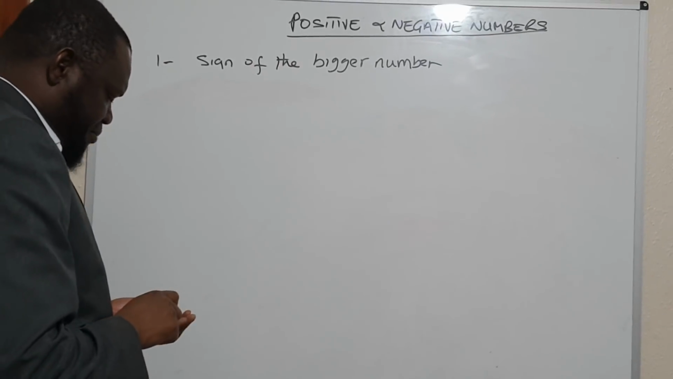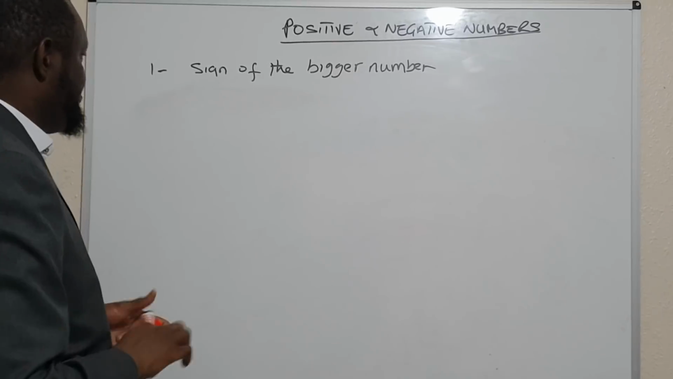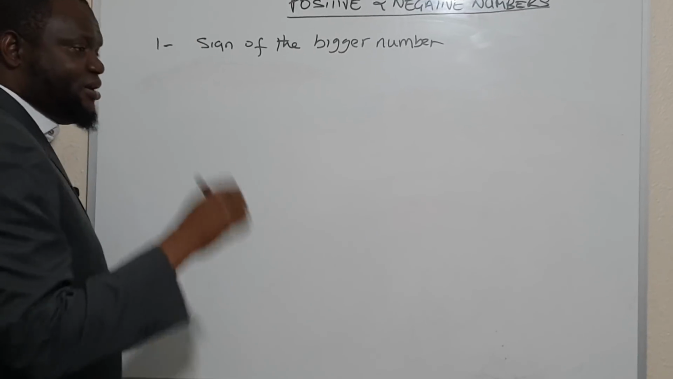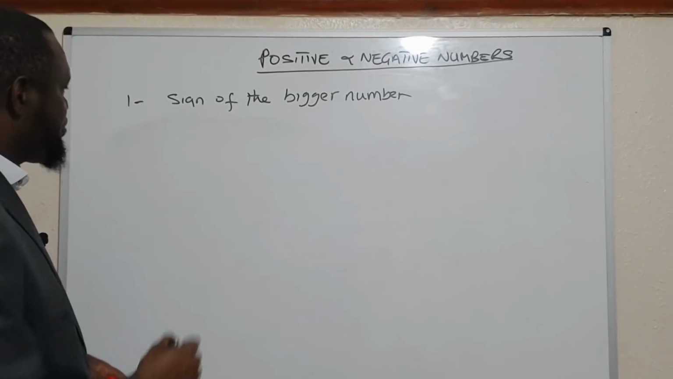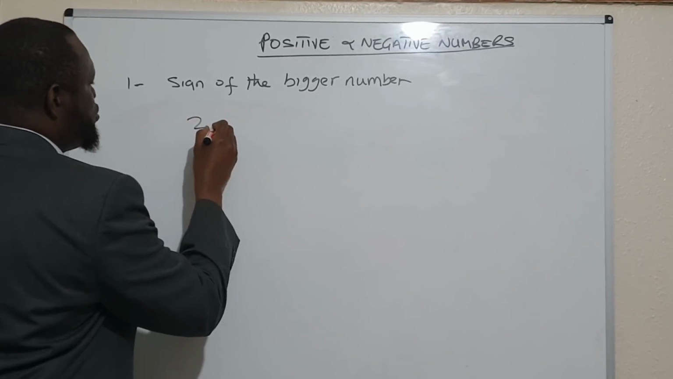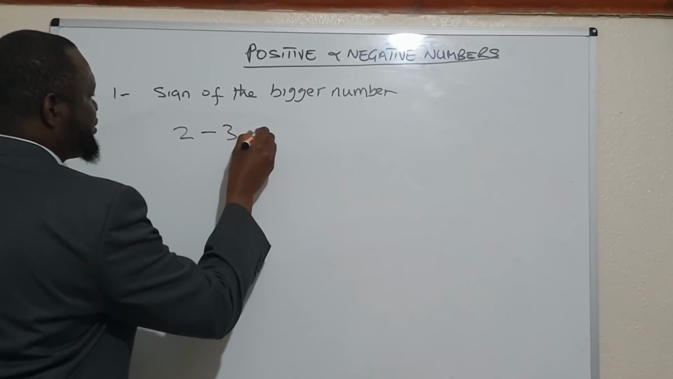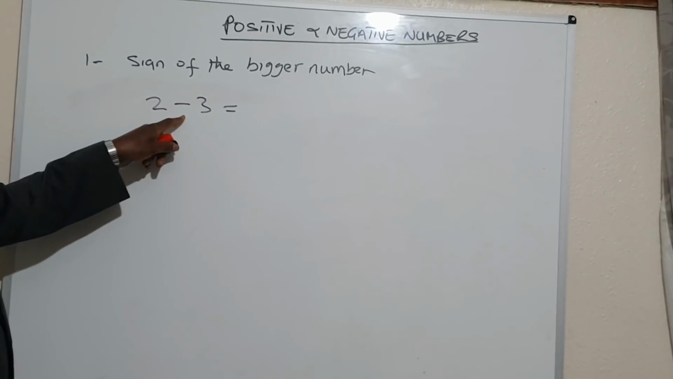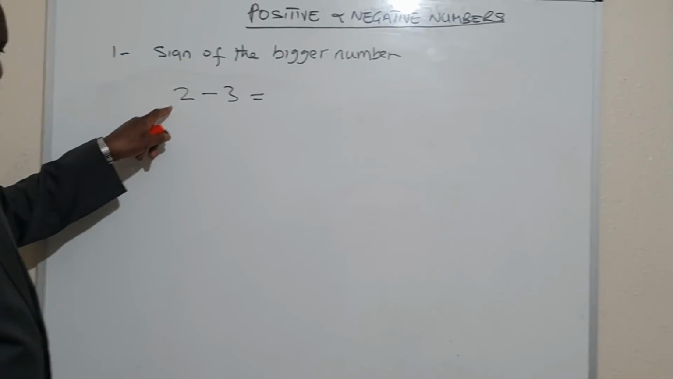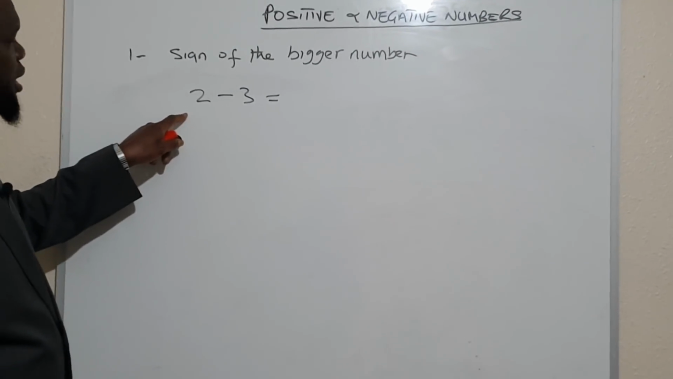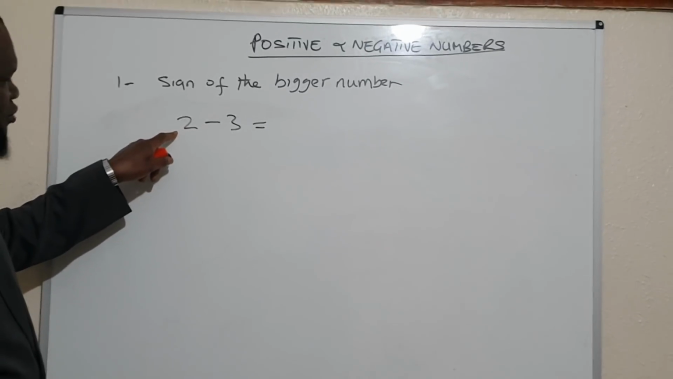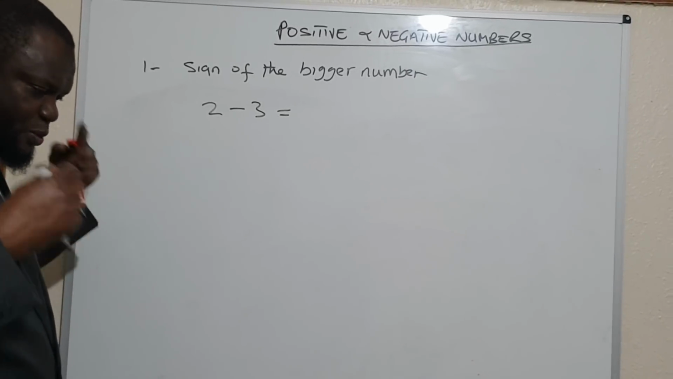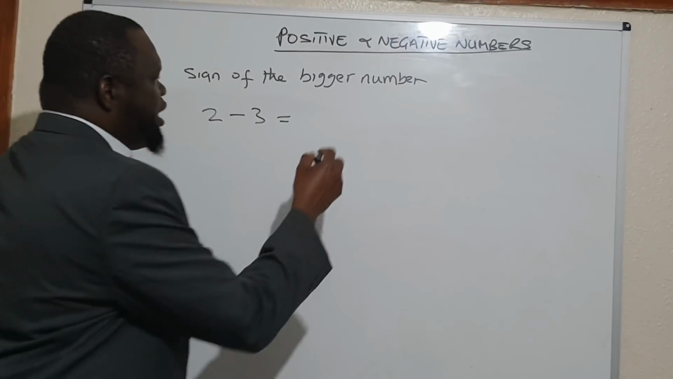When you are given a math sum involving negative and positive, you always look at the sign of the numbers. Now, the sign of a number is the sign before it. If you have 2 minus 3, the sign of 3 is minus. But what about the sign of 2? The sign of 2 is positive. If there's no sign in front of a number, then the sign of that number is positive.